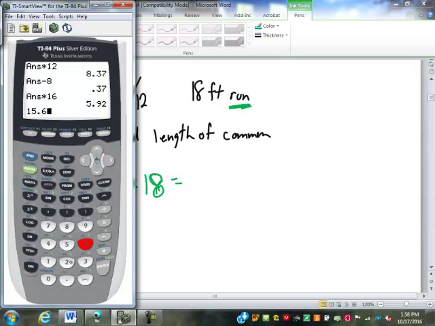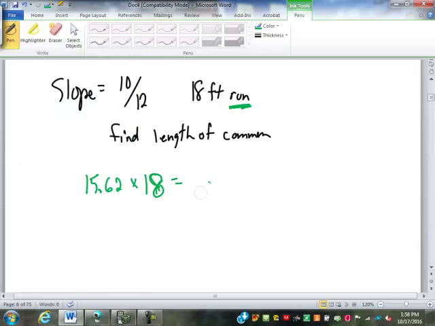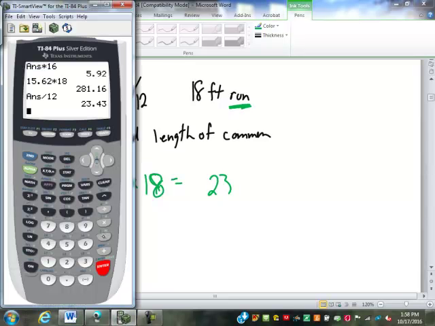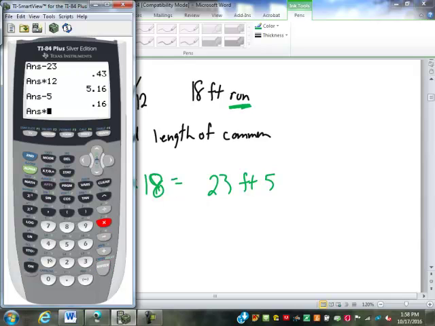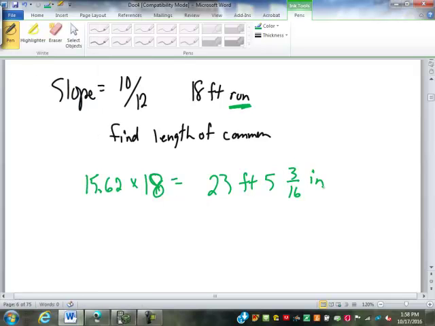So 15.62 times 18. 281, so I'm going to divide by 12. 23. Subtract 23. Times 12, turn it back into inches. Oops, 12 might work better than 2. 5.16. Subtract 5, times 16 gives me 2.56. That's 3/16. So is that what you got, Jake? Yep. Perfect.